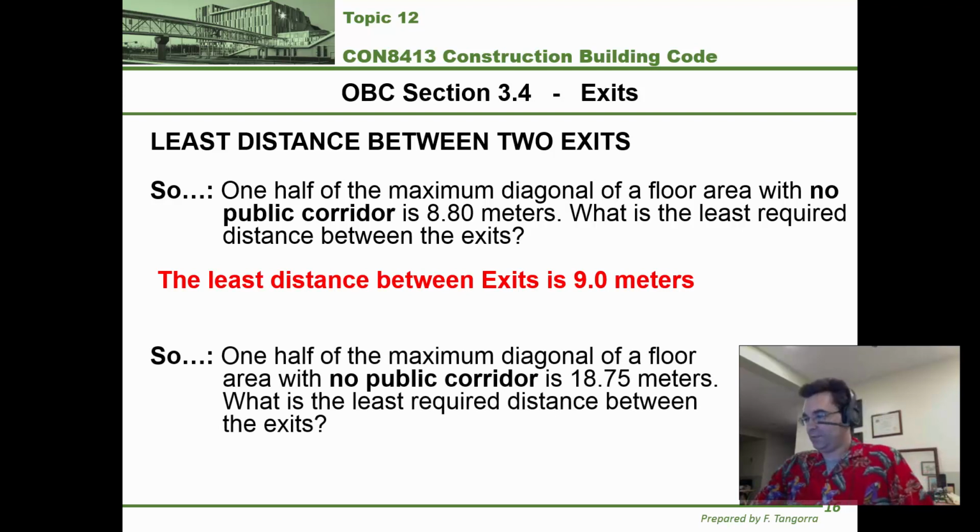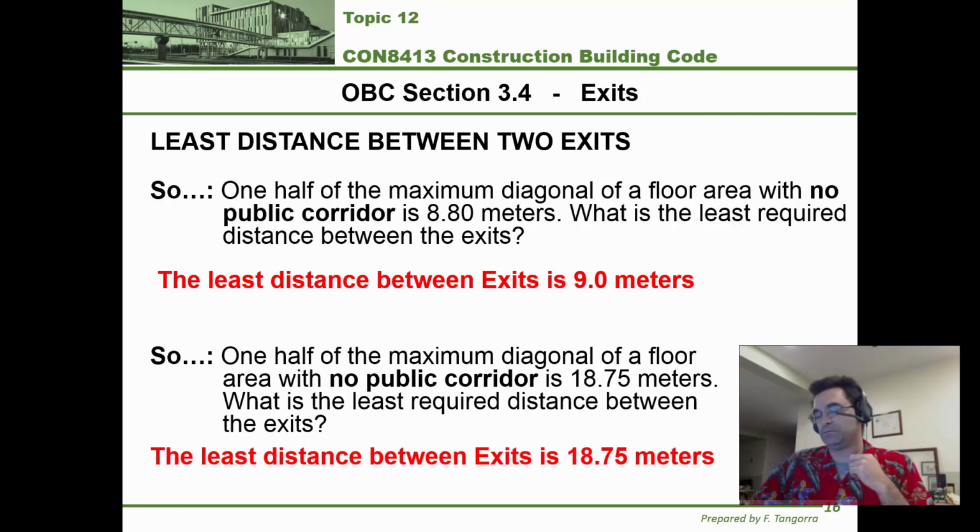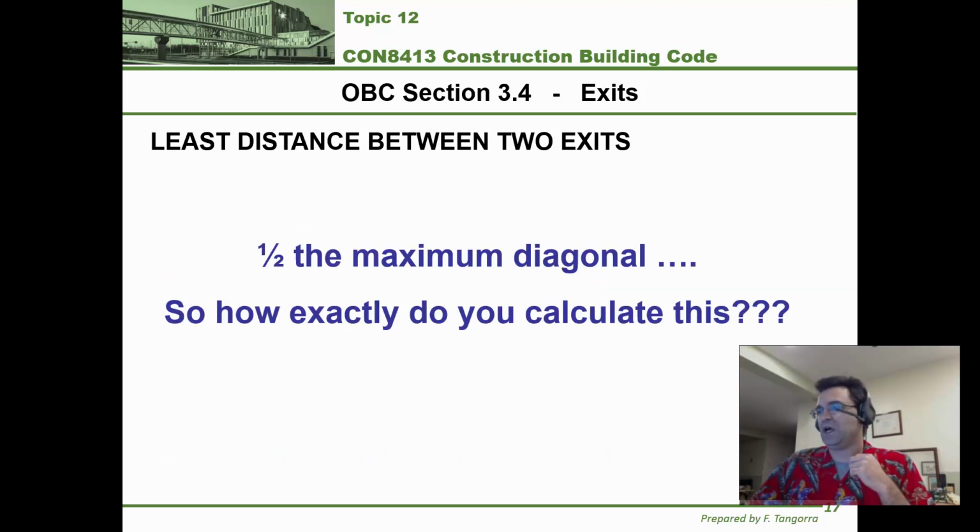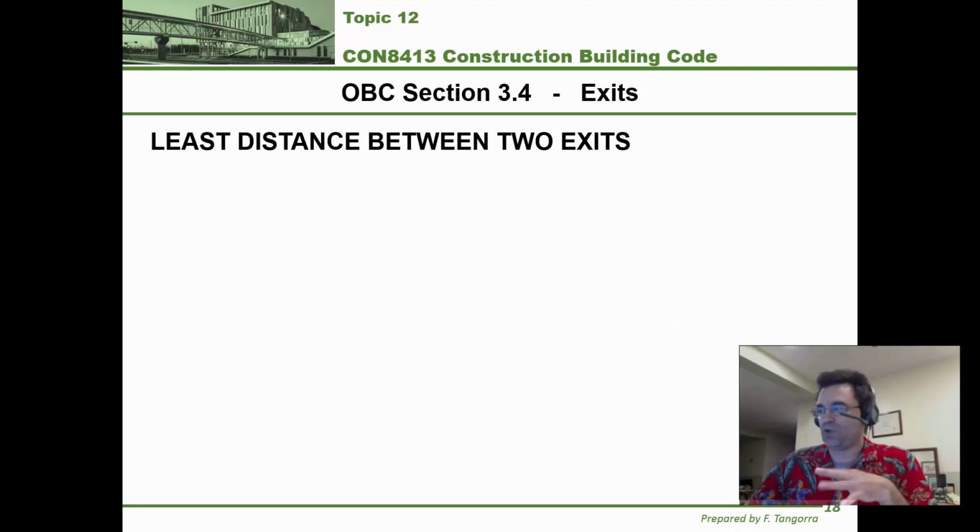How about if you have no public corridor, and this half diagonal is 18.75 meters? What is the least distance between exits? If you remember from our algorithm, no public corridor means 9 meters minimum. So is 18.75 allowed if you calculated it as the half diagonal? Yes, for sure. Okay? So how about we figure out exactly what this half diagonal is and how to calculate it.